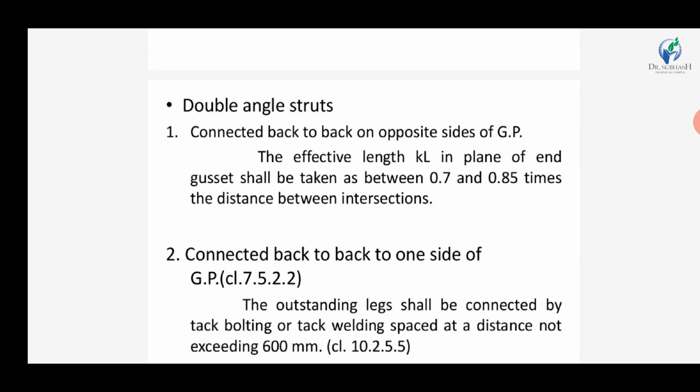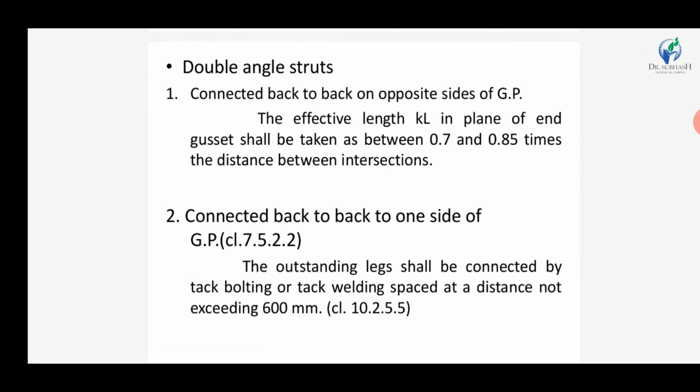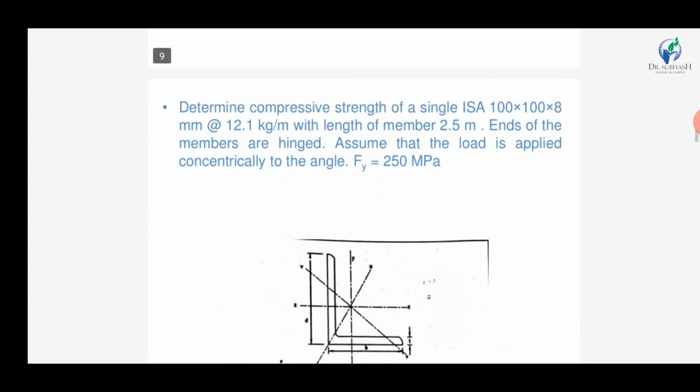Now connecting back to back on one side of the gusset plate is given in clause number 7.5.2.2. The outstanding legs shall be connected by tack bolting, or you can say tack welding, at a spacing not exceeding 600 mm. The limit on exceeding 600 mm is given in clause number 10.2.5.5. So here we mention this limit.